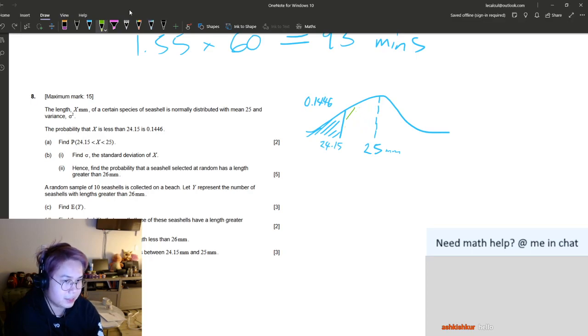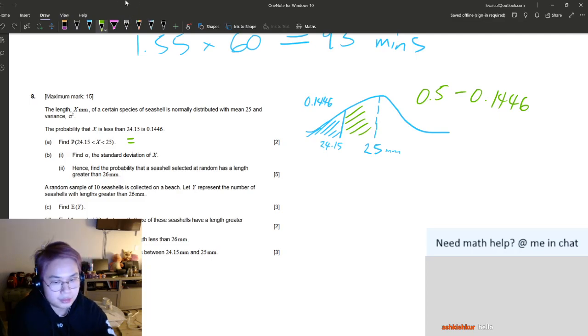And there's no fancy functions. You do need to recognize that the area of half of the distribution, because we're going up to 25, is 0.5. So if you want to find this, you just take 0.5 and then you subtract 0.1446. So that will be whatever it is.